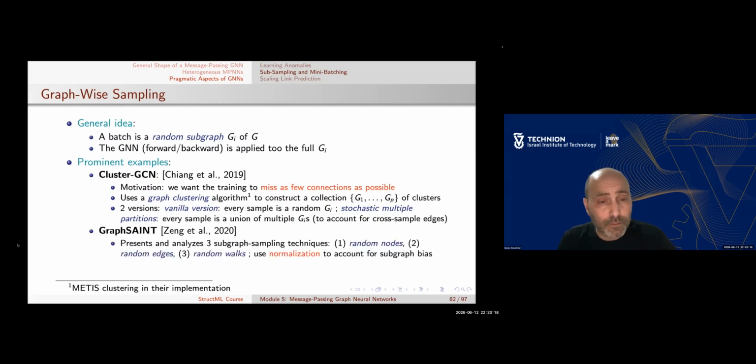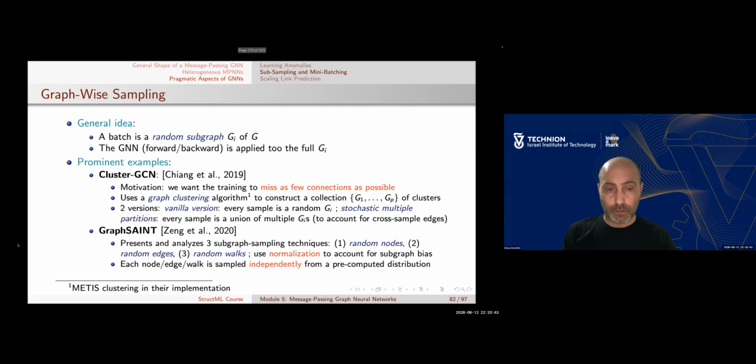GraphSAINT is not based on clustering. It is really based on choosing random graphs, and they look at choosing random nodes and taking the induced graph on them, or choosing random edges, or choosing random walks. Okay, and they use different ways of normalizing these because they introduce some bias to the graph.